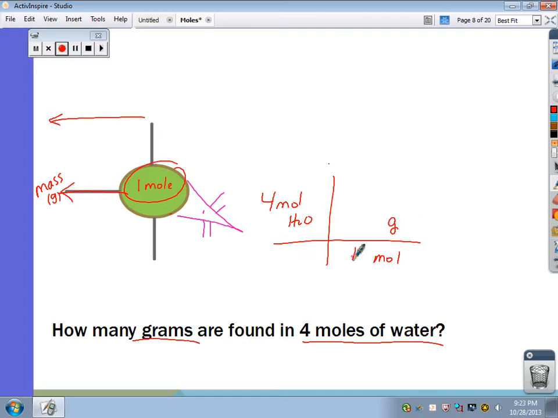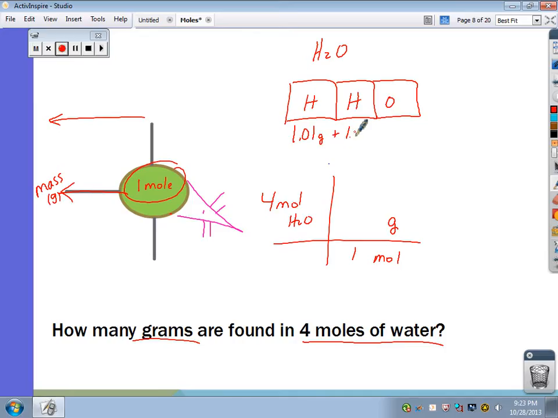And now I need to add up water. So I add up H2O. That's 1.01 grams plus 1.01 grams plus 16. 15.99 grams rounds to 16, and that equals 18.02 grams for water. That's something you might want to tuck in your memory.